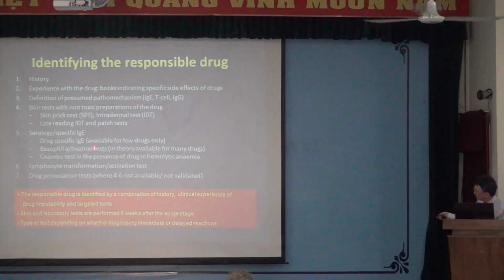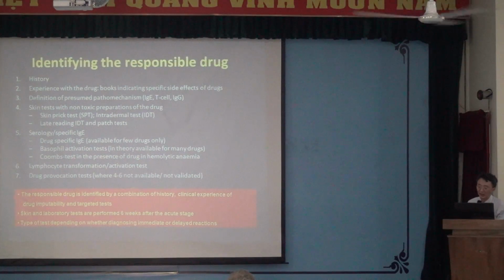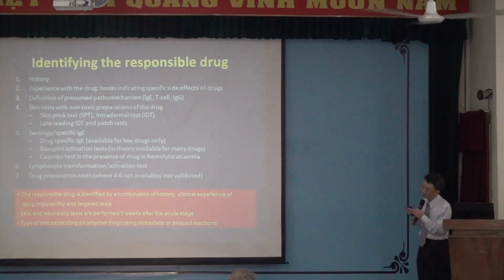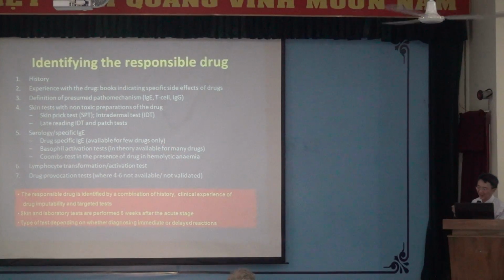And then for the confirmation, of course, you have to do the skin test or maybe other so-called serological tests to find out specific IgE. But if you only use these two parts to make a diagnosis, I think the correct diagnosis may be below 10%. A lot of correct diagnosis has to depend on drug history as well as clinical history.